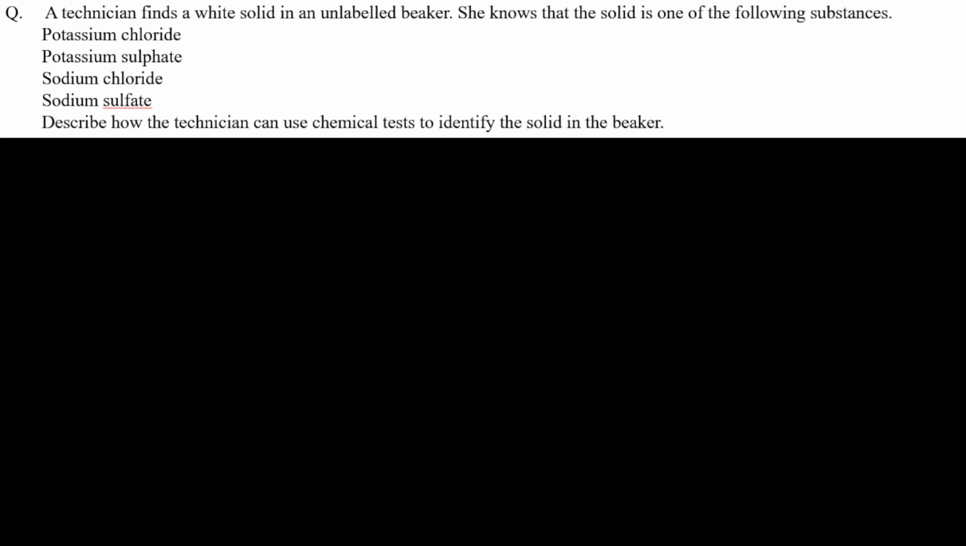When these questions come, you have to separate your compounds into cations, which are positive ions, and anions, which are negative ions, because you cannot test them at the same time. If you want to test for your cations, take a look at your cations first. I'm going to draw a line in between. Your cations are potassium and sodium. To differentiate potassium and sodium, you can use a simple flame test.